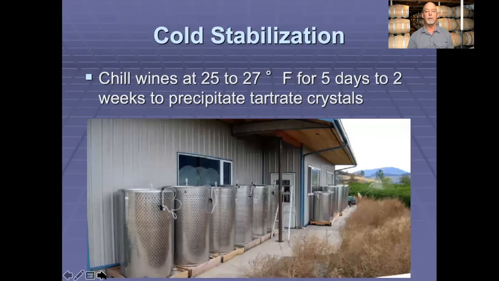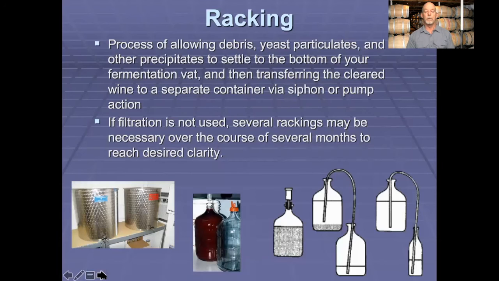An important adjustment is cold stabilization. This is particularly true for white wines, because if you put the white wine in your refrigerator, it's going to cause tartaric acid crystals to fall out of the wine and be at the bottom of the bottle, and this can be unsightly. Usually, what winemakers will do is they will chill the wines at a temperature of about 25 to 27 degrees Fahrenheit for 5 days to 2 weeks to precipitate these crystals so that they don't occur in your refrigerator.